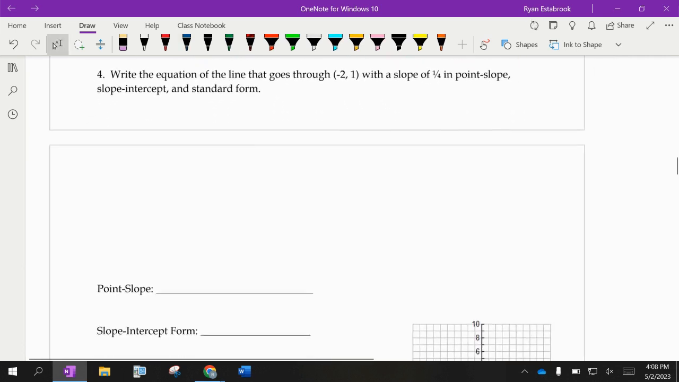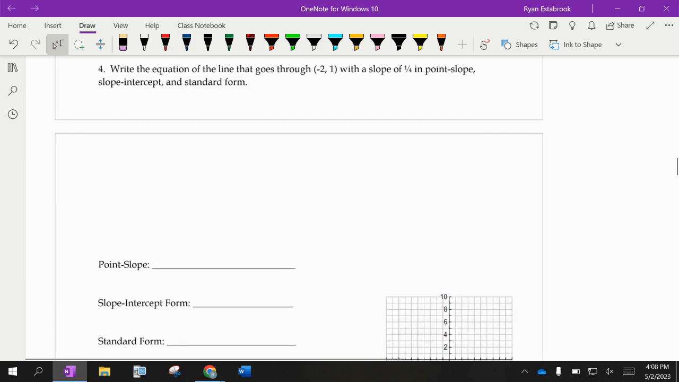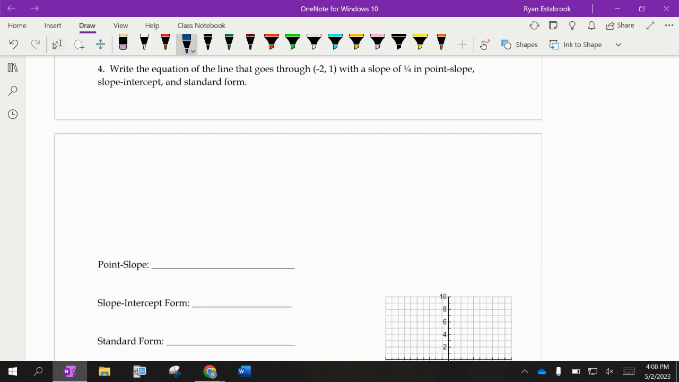Number 4, write the equation of the line that goes through -2, 1 with the slope of 1/4 in all 3 of the forms. Here is the point I'm going through, and it's not a y-intercept. So I'll start with the point slope form. Y minus 1 is equal to 1/4 times x minus -2. That's the point slope form. So I'll just write that in my answer down here. Y minus 1 equals 1/4 x plus 2. This line goes through my point, -2, 1, and it has the correct slope.